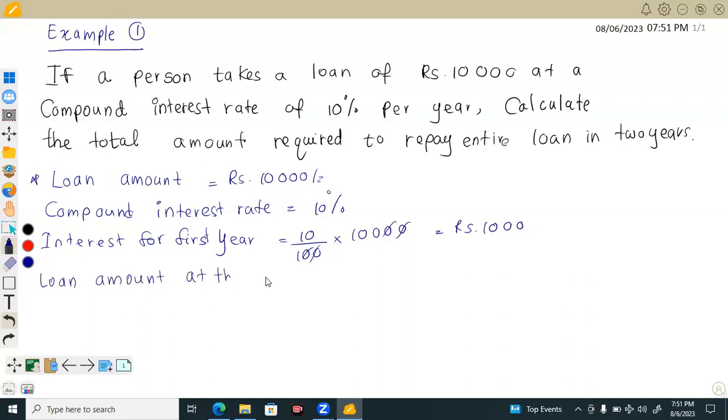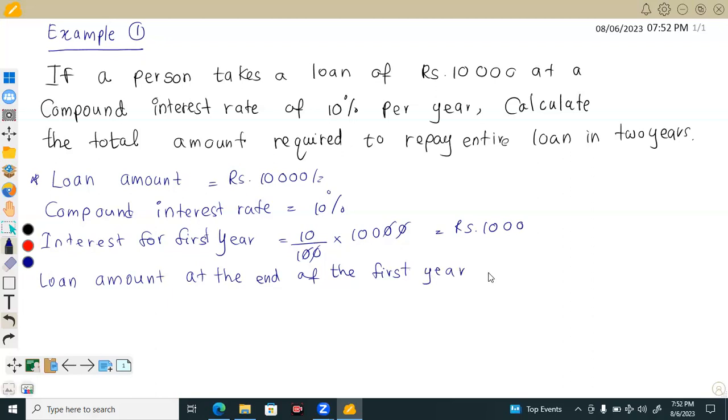Now that means we have to check that loan amount at the end of the first year. First year එක අවසන් වෙනකොට අපිට loan amount එක කියන්නේ අපිට settle කරන්න නම් අපිට කොච්චරක් payment කරන්න වෙනවද කියලා බලන්න වෙනවා at the end of the first year.